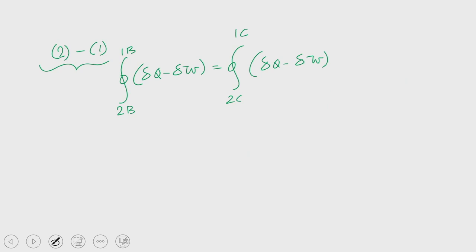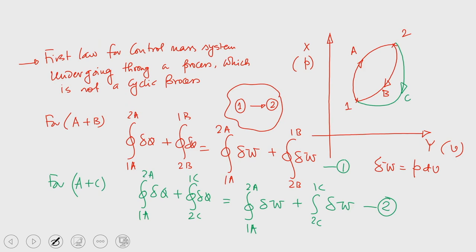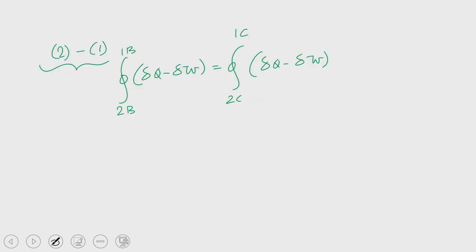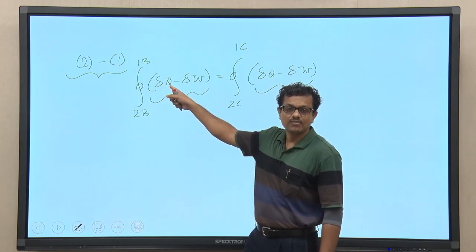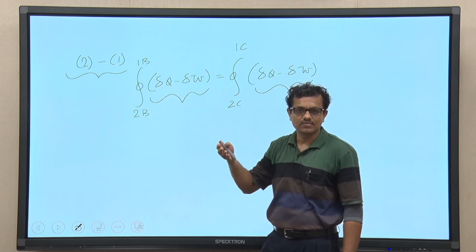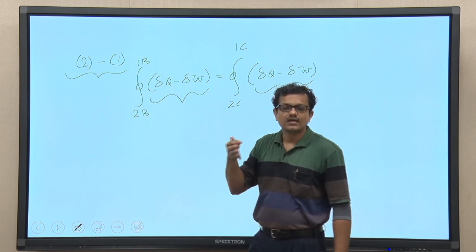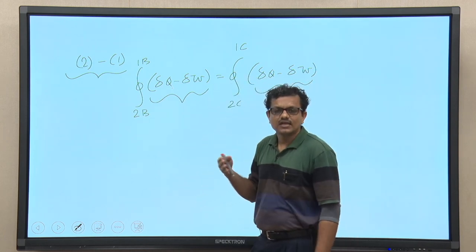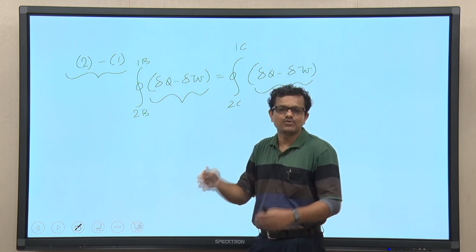The question is, what can we see from this expression? Though δQ and δW are path functions, you understand this quantity δQ minus δW, though δQ and δW are individually path functions, the difference of these two quantities is the same whether the path is B or C. So the important conclusion from this exercise is that δQ and δW are inexact differentials, because they are not point functions, they are not properties of the system. These two quantities depend on the path through which the process is taking place and the change in pressure and volume following that particular path.